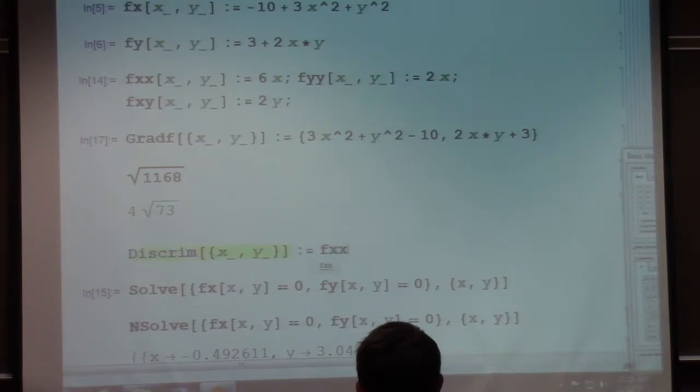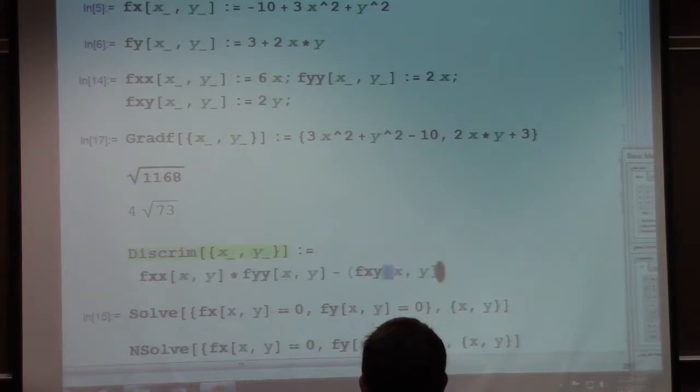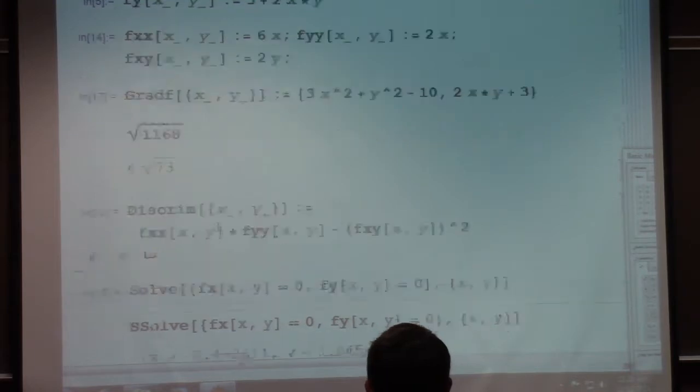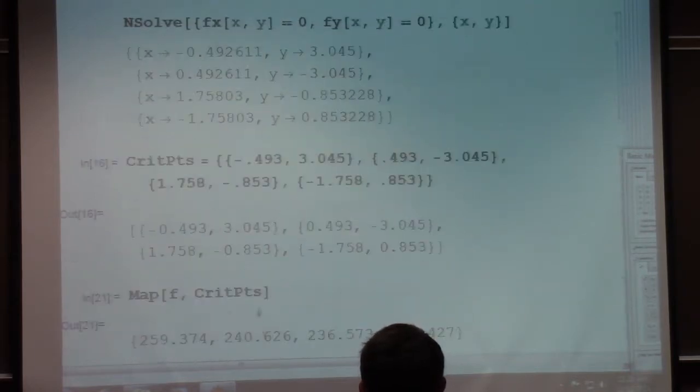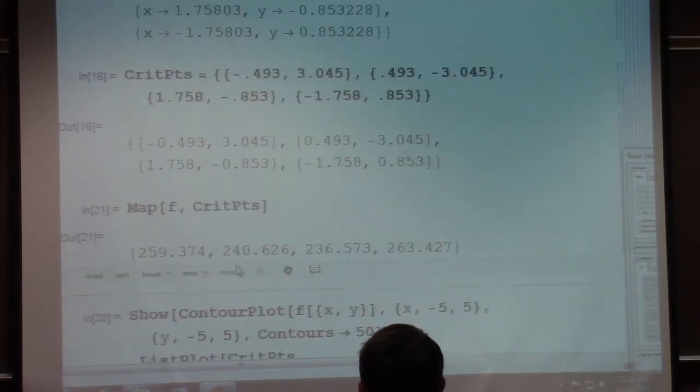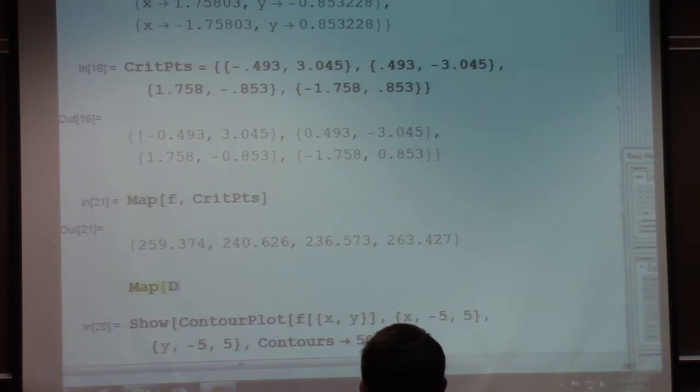It's fxx times fyy minus fxy squared. I could have used subscripts for the xx and the yy, but I'm just trying to save time. I can apply that over these critical points as well. I can do map discrim. Once I've defined discrim over the critical points, what should we see?